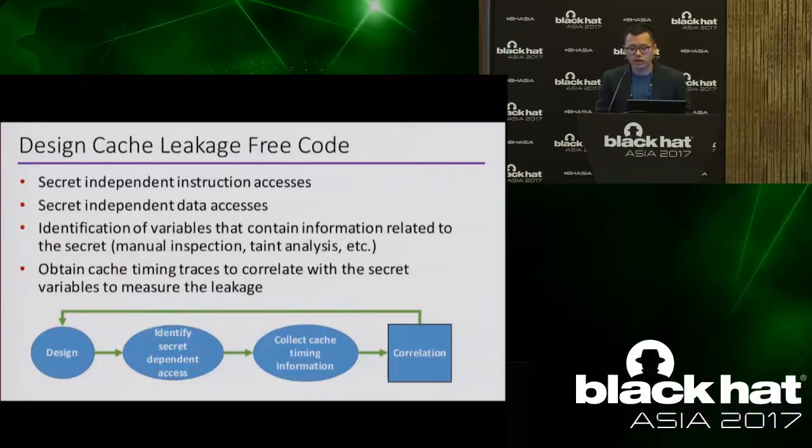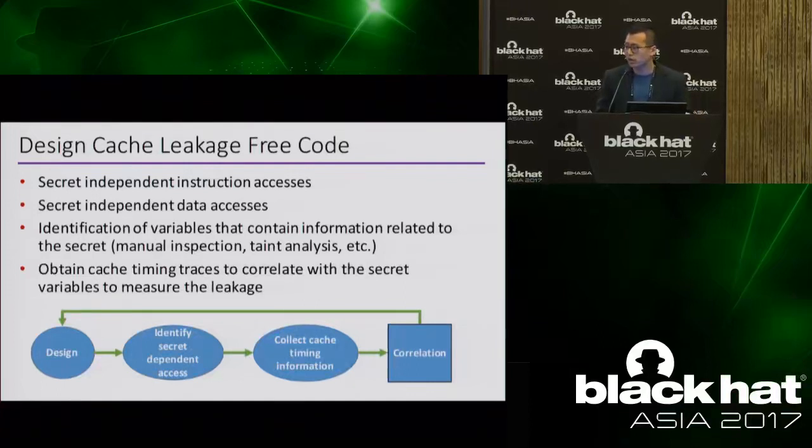To identify that, right now, people go through a very manual process. Of course, you can try more automated methods, such as taint analysis. And after you identify the code regions that you want to protect, the next thing is to evaluate how big the leakage is. Then, after you get confidence about how big the leakage is in your design, you want to redesign your code and go through an iterative process.